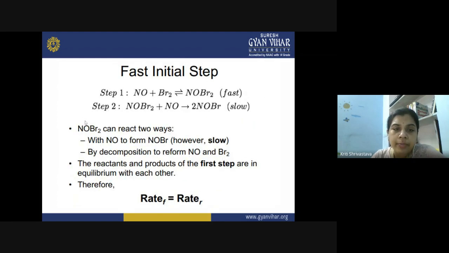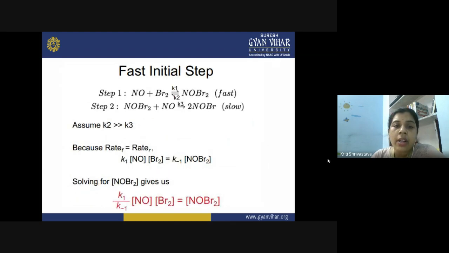Let us see that NOBr2 reacts in two ways: with NO to form NOBr, which is the slower step, and by decomposition to reform NO and Br2. So the reactant and product of the first step are in equilibrium with each other. Therefore, you can write that the rate of the forward reaction becomes equal to the rate of the reverse reaction. Now, assume that k2 is far greater than k3. k2 is the conversion of NOBr2 into NO and Br2, and this rate is quite a bit greater than k3 because k3 is a slow step.